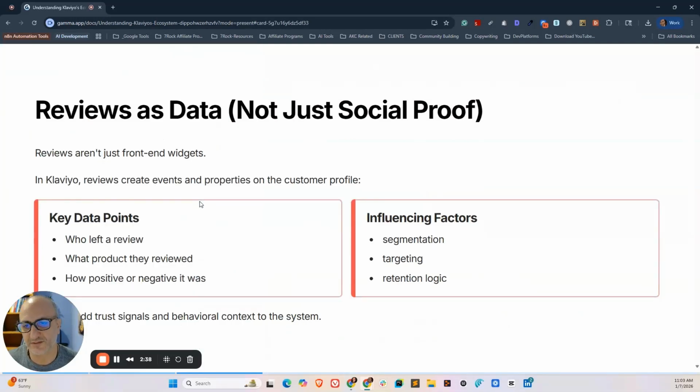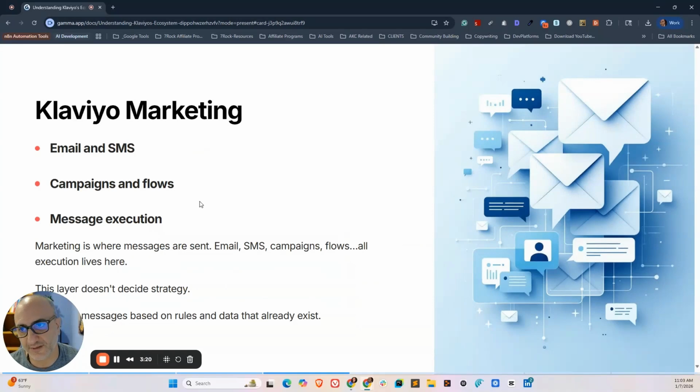So reviews, right? This is not just social proof. It is that too, but it's the key data points that we have. Who left a review? We collect all this information in the platform, right? So who left a review, what product they reviewed, was it positive, how positive, was it negative, and then that influences your segmentation, your targeting, and retention logic that you're building inside of your flows and in your campaigns, so that you can target and change the messaging according to what segment you're talking to based on the reviews that you've gotten.